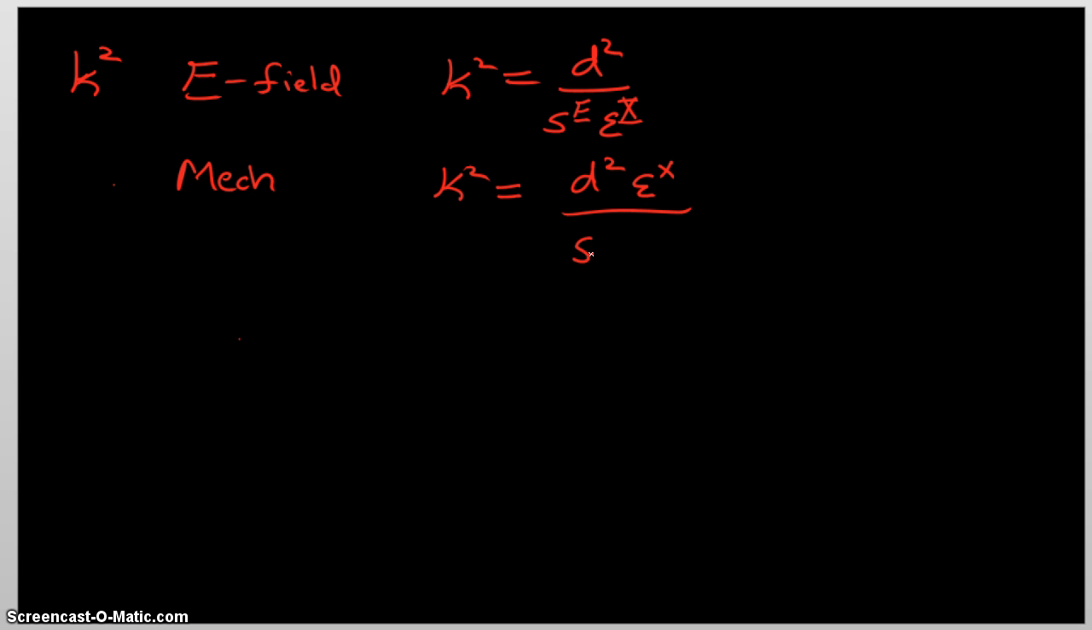So we had s^D, and we had epsilon^X squared. So these are the two relationships, and actually, as I claim, they are equal to each other. So let's take another look at what happens when we apply an electric field from an energy perspective.